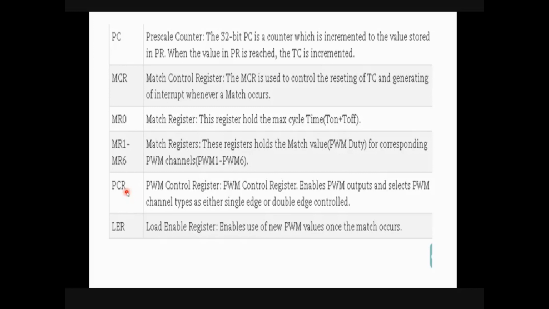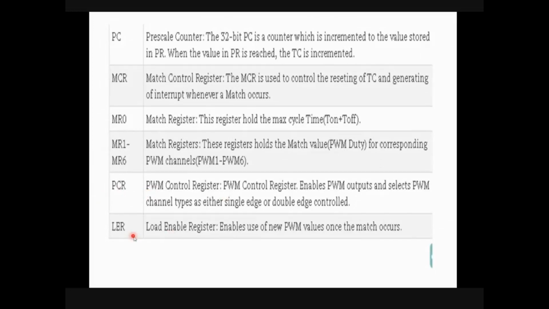Then the next register is PCR, the PWM control register. This register enables the PWM output and selects the PWM channel types as either single edge or double edge control. I told you we can generate the PWM with a single edge or a double edge. That selection will be done using the PCR register.